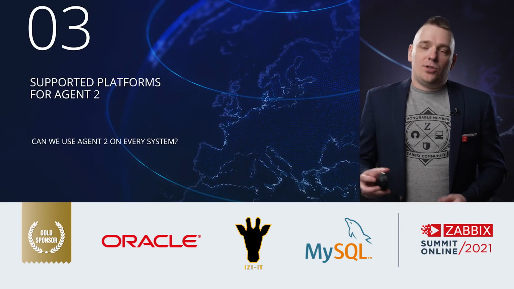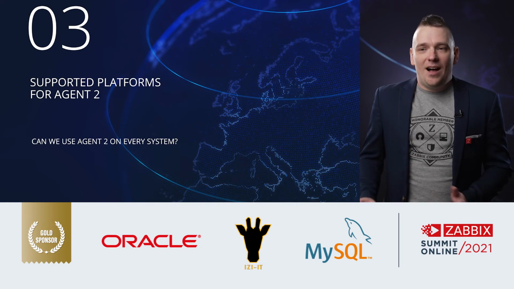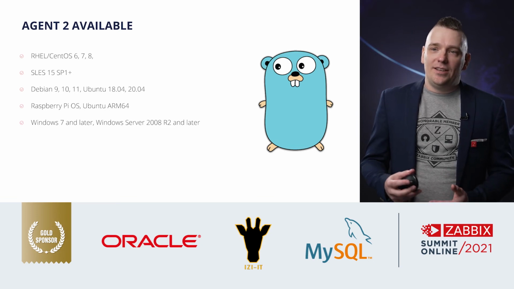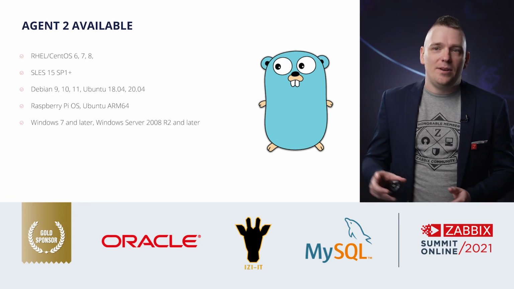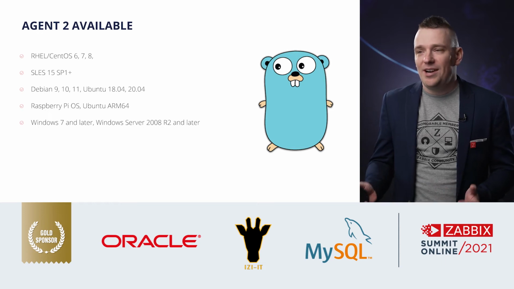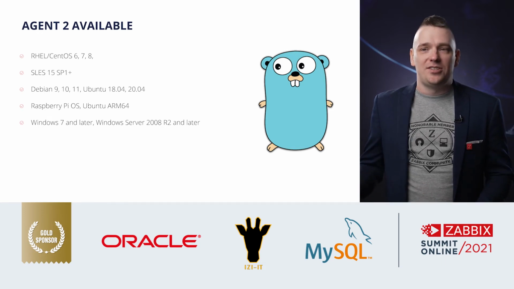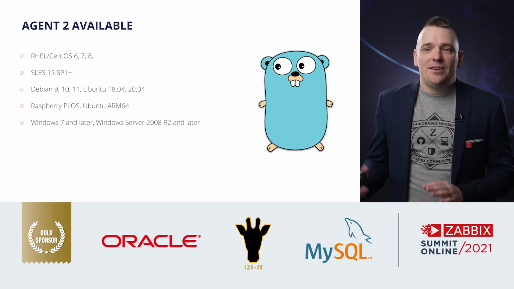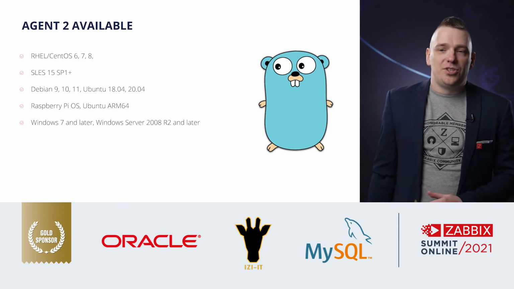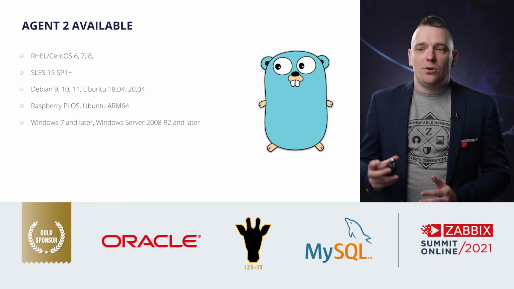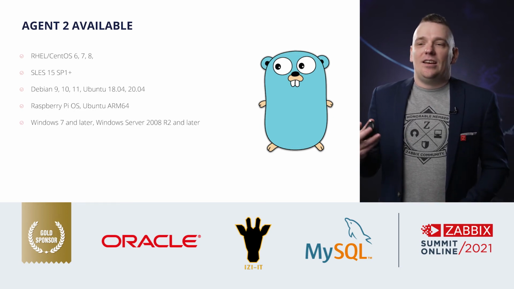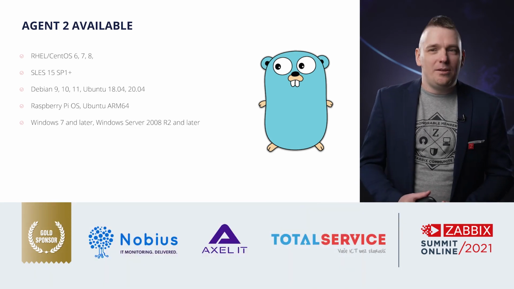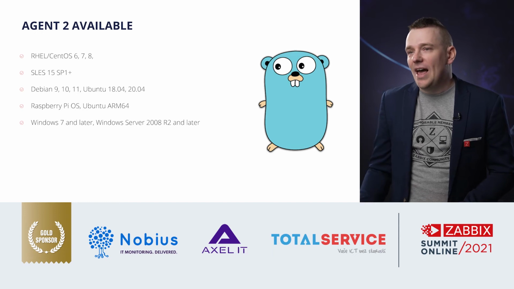Okay. So this agent 2 is very awesome. Let's have a little bit of a summary of where it's available. It's not available on every system, but here are the system names where it's available: CentOS 6 and up, Debian 9 and up, Raspberry Pi, Windows 7 or Windows Server 2008 and up. There is agent 2 available, and it really relies on the Go language.